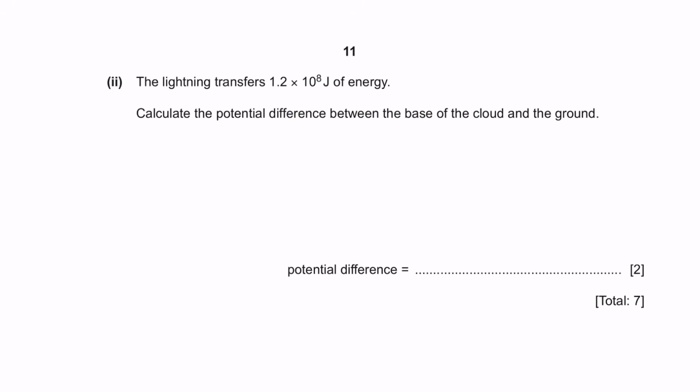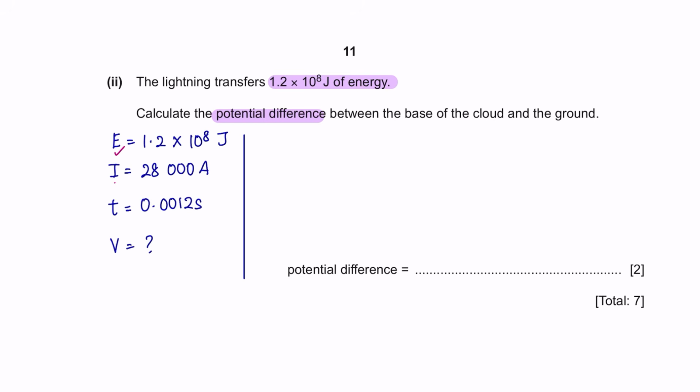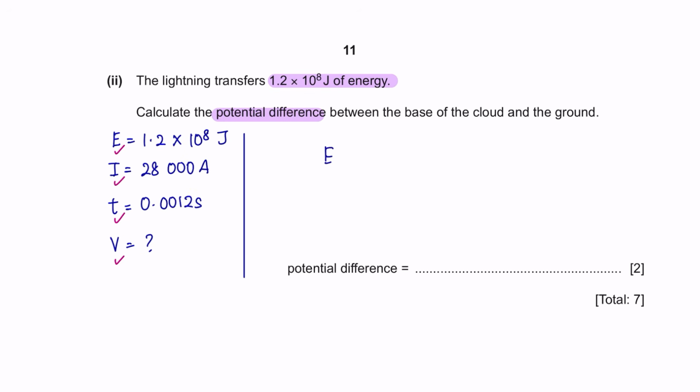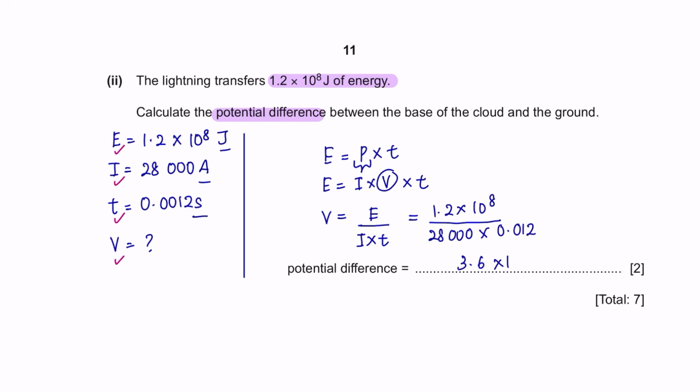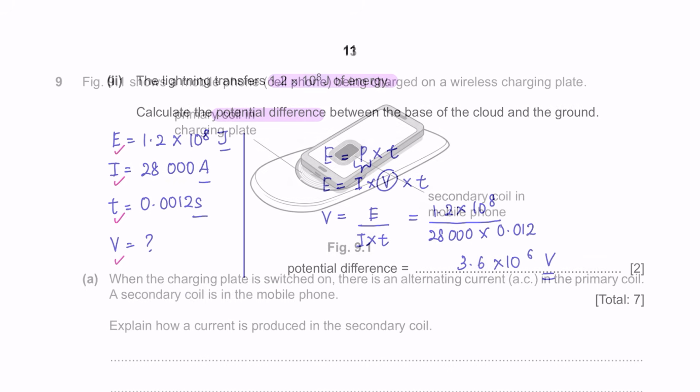Next, part 2. The lightning transfers 1.2 times 10 to the power of 8 joules of energy. Calculate the potential difference between the base of the cloud and the ground. So we are given energy, current, time, and we are looking to find the voltage. The formula related to this is energy equals power times time, and power can be calculated by current times voltage. Since we are looking for voltage, we can make it the subject. Everything is in the standard unit, so we can just substitute them, giving us a voltage of 3.6 times 10 to the power of 6, and the unit for potential difference is volt.